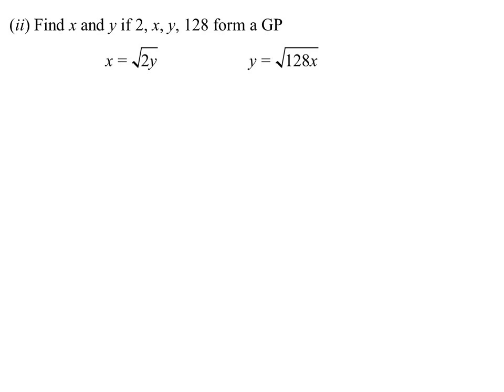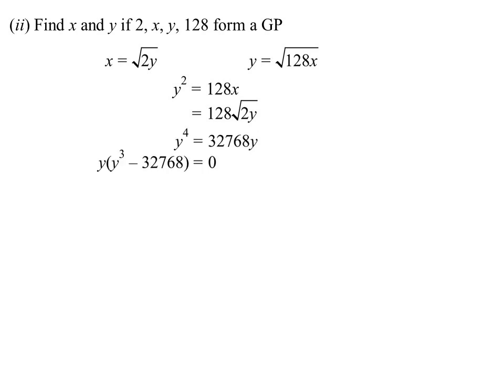Again, I've got simultaneous equations. Y squared, if I square that, I'll get 128x. Substitute the x in. I now know y squared is 128 times the square root of 2y. I'll get rid of the square root by squaring again. I've got y to the power of 4 is equal to 32,768. Y, we have this to solve. 2 possibilities. One is y equals 0. That's a bit strange. The other one's y equals 32.